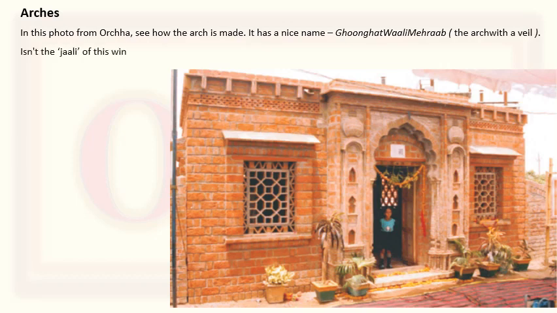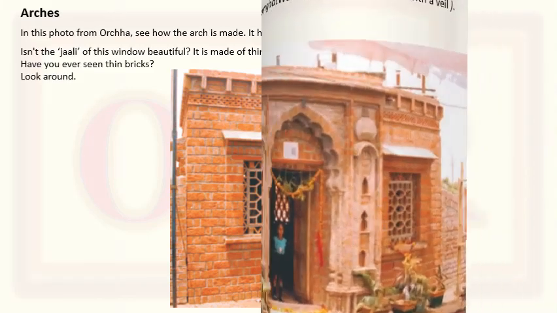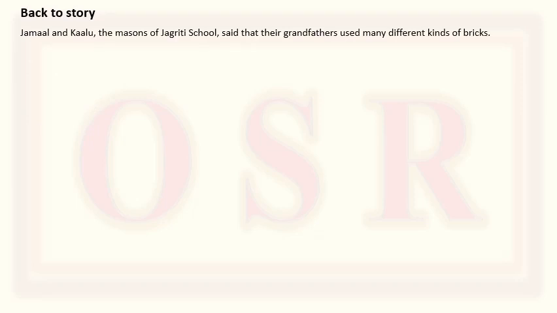Isn't the jali of this window beautiful? It is made of thin bricks. Have you ever seen thin bricks? Look around. Back to story. Jamal and Kalu, the masons of Jagrati school, said that their grandfathers used many different kinds of bricks.